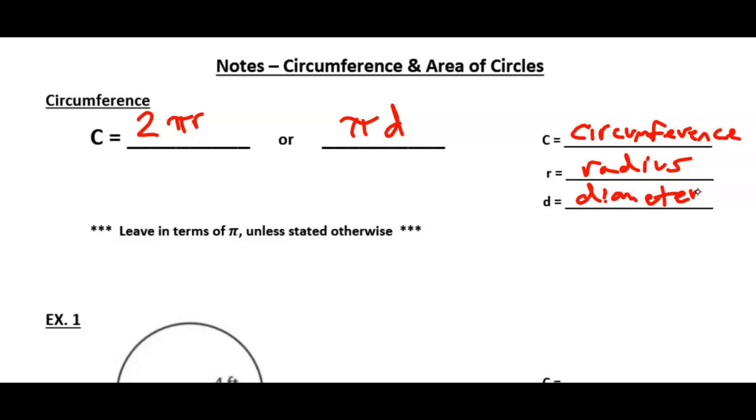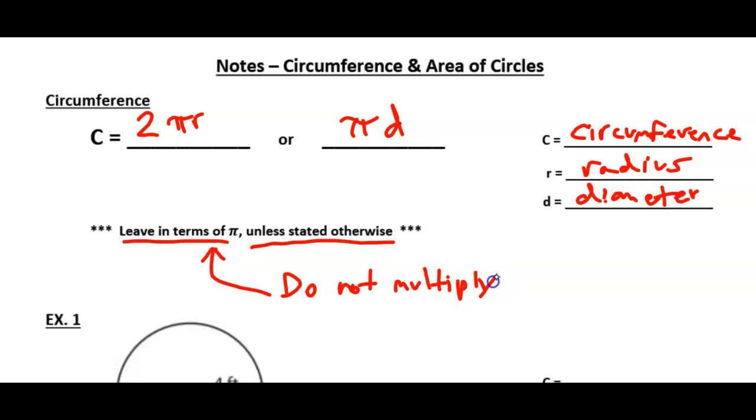Now this is important. Leave in terms of pi unless stated otherwise. What does it mean to leave in terms of pi? So this is very important. To leave in terms of pi means do not multiply the pi. So if you do not multiply the pi, you are going to write the pi. And I will show you exactly what I mean on example 1.